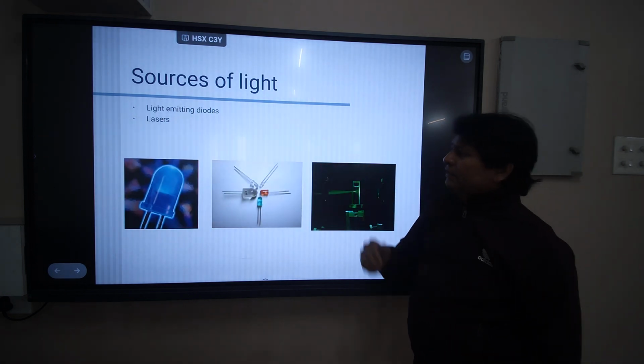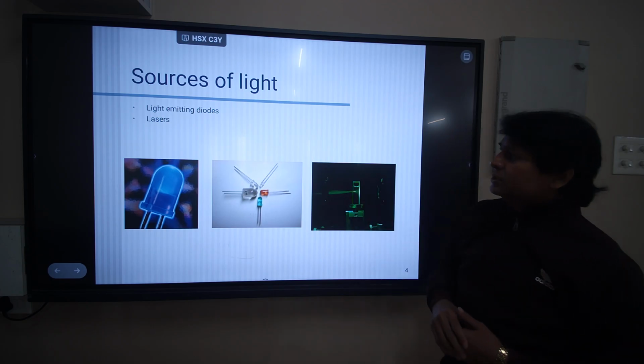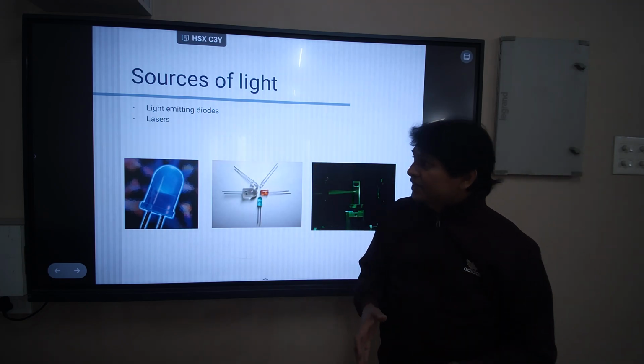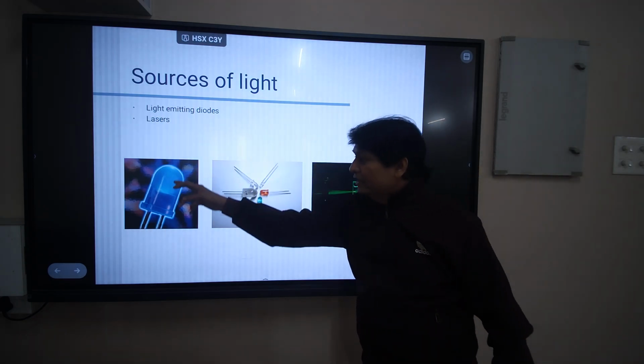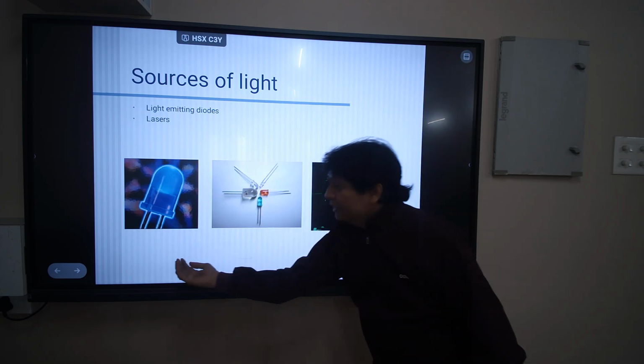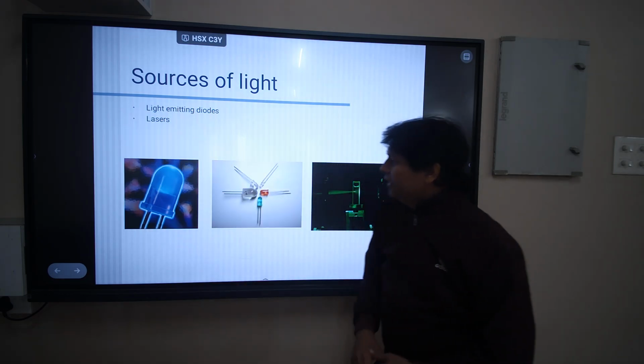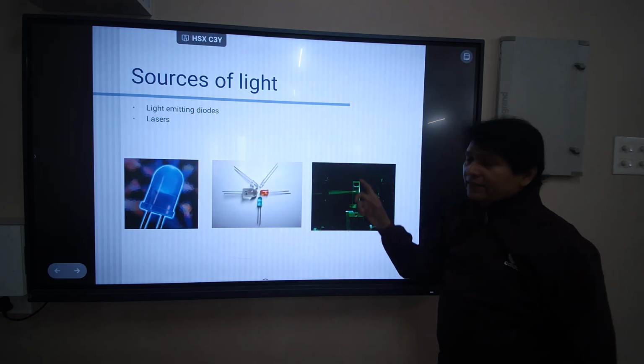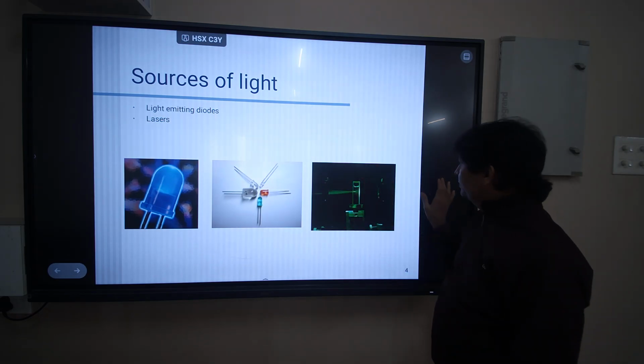Now, these are examples of optical sources. As I have said in the previous slide, this is the light emitting diode, and this light emitting diode converts the incoming electrical signal into the light signal. At the same time, we can use the laser as a light source.